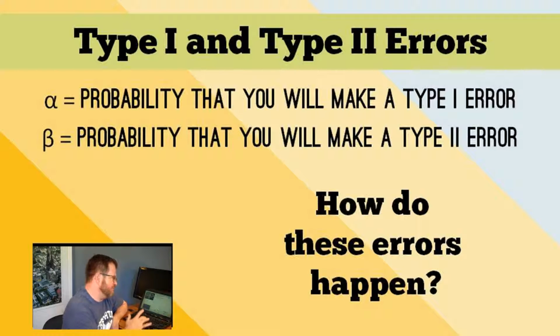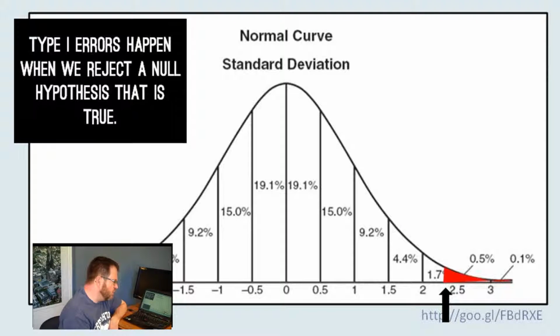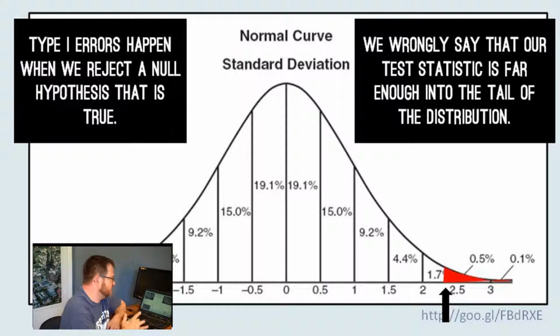Well, how do these errors happen? That might be useful to know. Alright, type 1 errors happen when we reject a null hypothesis that's actually true. We're claiming that there's a result when there really isn't. Alright, so we computed our value of Z, which is a measure of the difference between the 2 averages, and it was somewhere on the tail of the distribution.